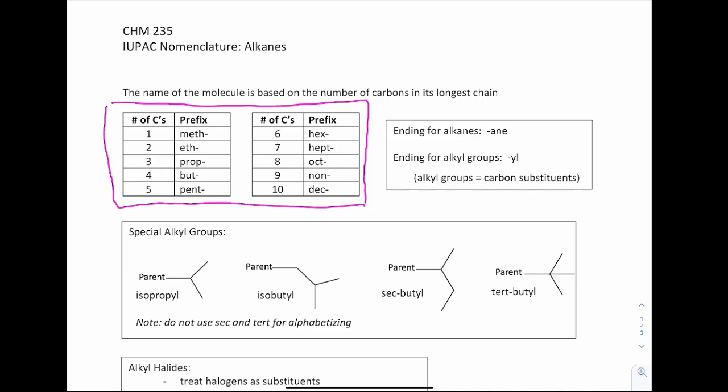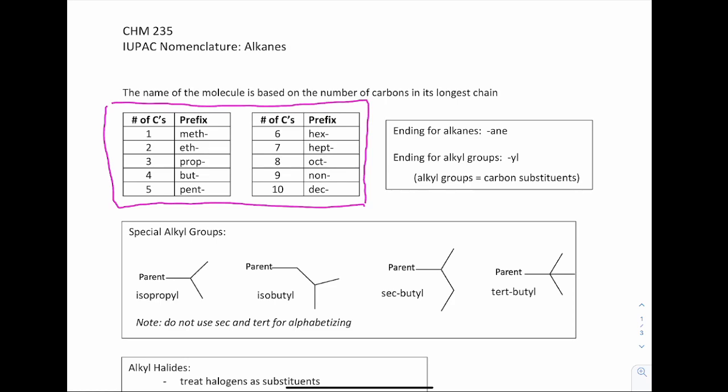The only ones that are probably truly new for you are the first 4. So 1 is meth, 2 is eth, 3 is prop, and 4 is but. So you do need to memorize these. We are going to be using them for every single functional group that we name. The only difference between naming an alkane and naming an alcohol, there's a few little ones, but it's essentially going to be the end.